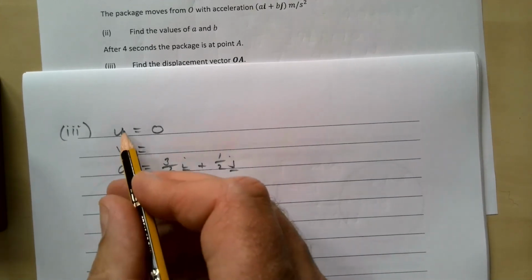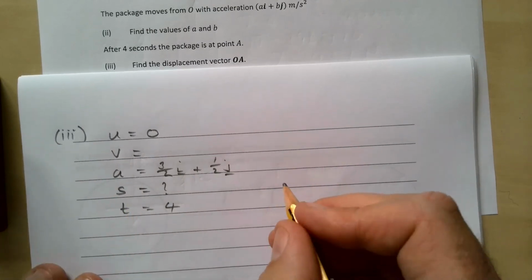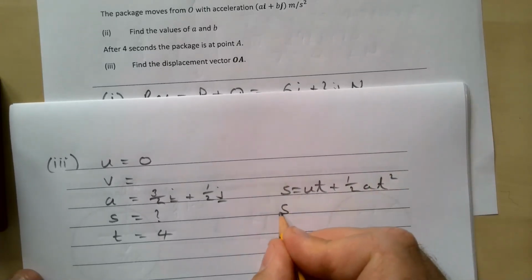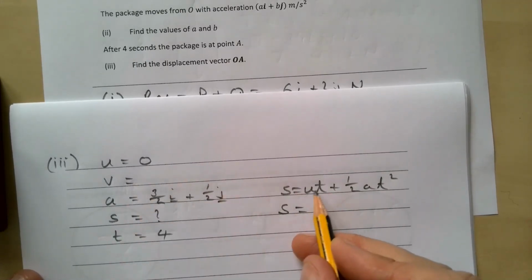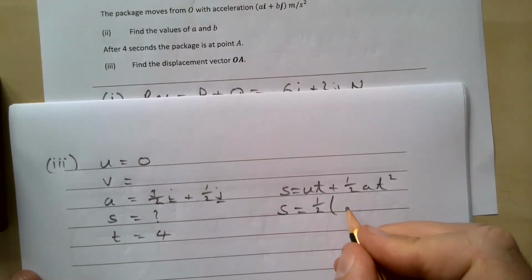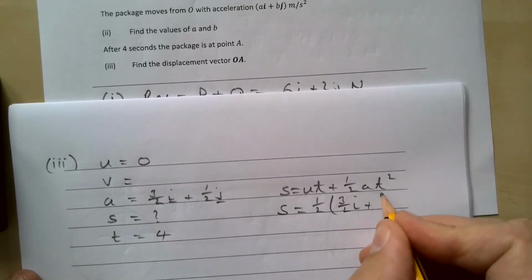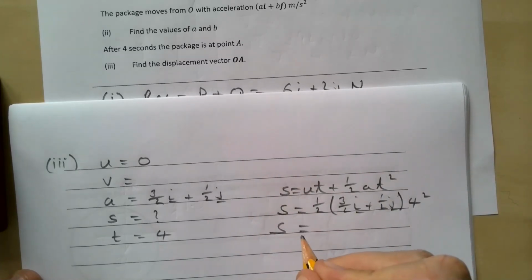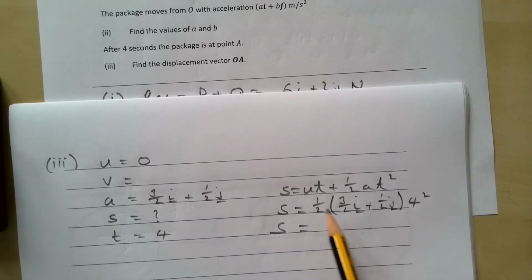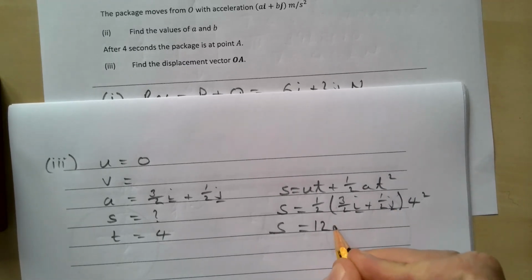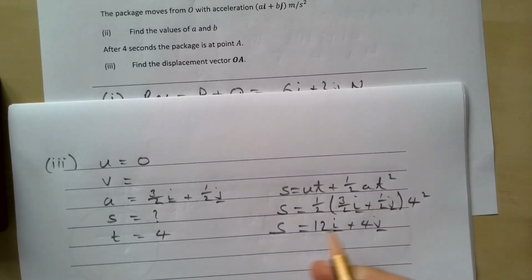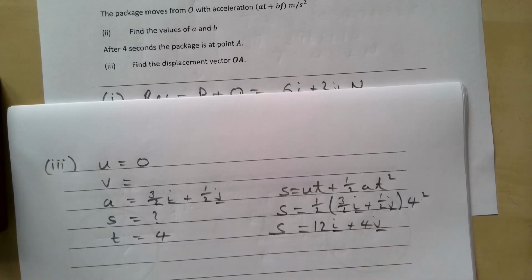So we can do it. We have u, a, and t, and we want s. So I'm going to use s equals ut plus 1/2 at squared. Luckily u is 0, so that bit disappears. And we have 1/2 times 3 over 2 i plus 1/2 j, and then that's all times 4 squared. So let's do some sums. 4 squared is 16. If I times that by 1/2, I get 8. So we need to times both the things in here by 8. If I times this by 8, I get 24 over 2, which is 12i, and I times this by 8 to get plus 4j. And that's my displacement after the 4 seconds. So it's at 12i plus 4j.